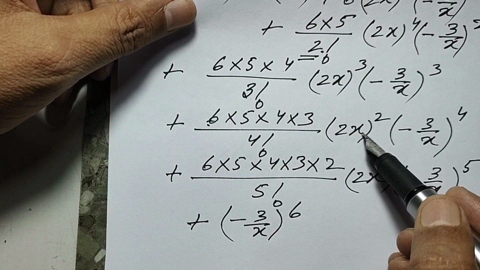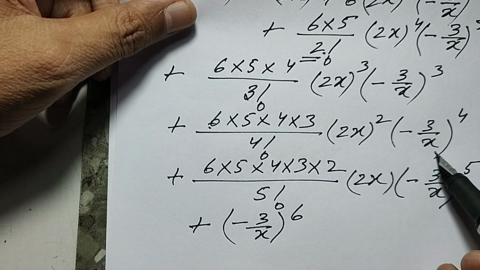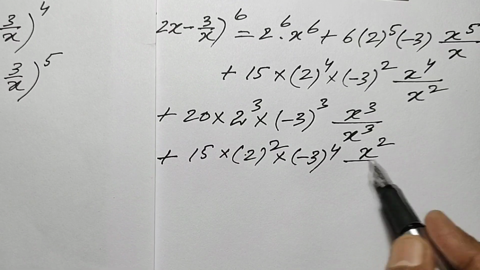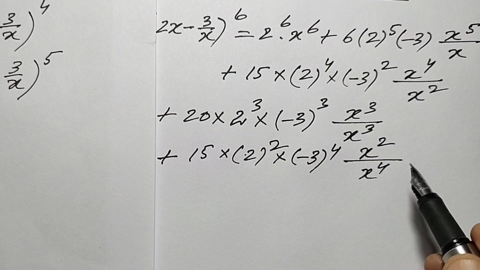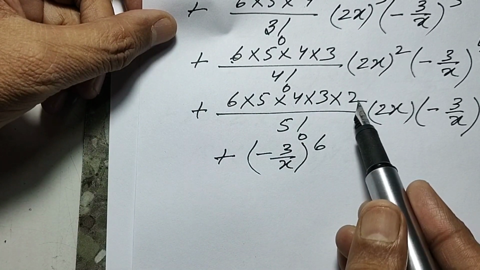And we talk about a variable factor, so that will be x square in the numerator and x raised to the power 4 in denominator. So x square upon x raised to the power 4. Now come to the second last term, that is 6 into 5 into 4 into 3 into 5.